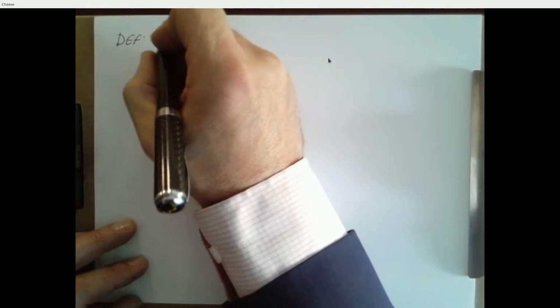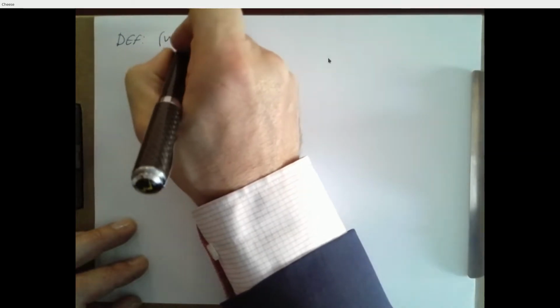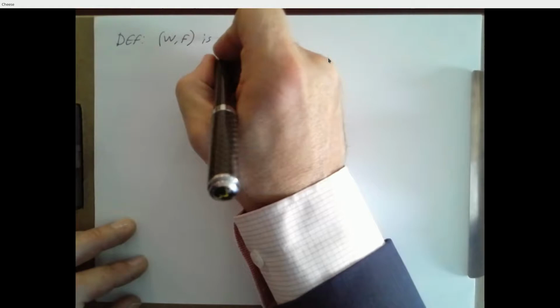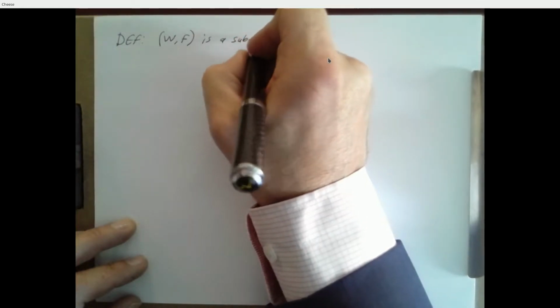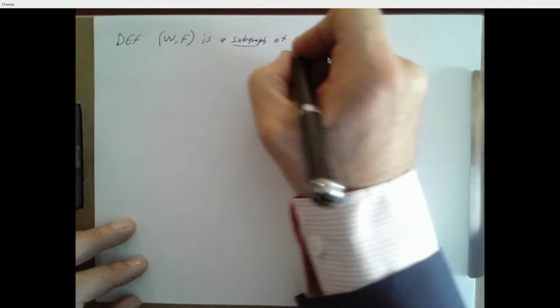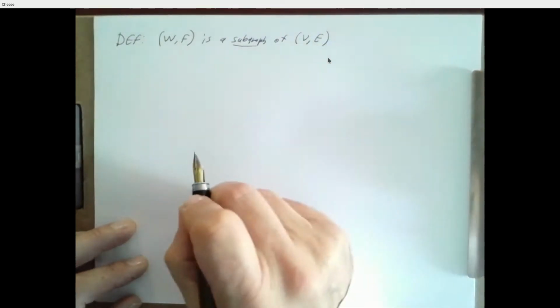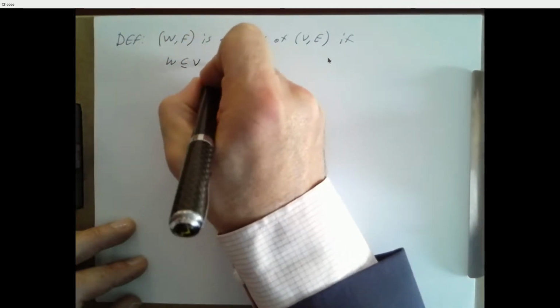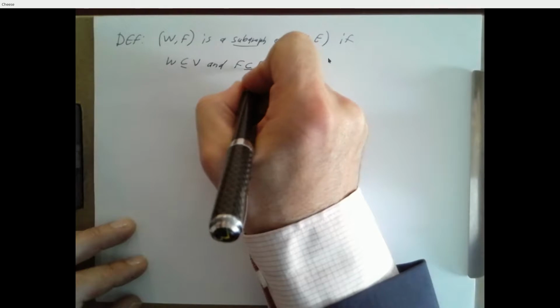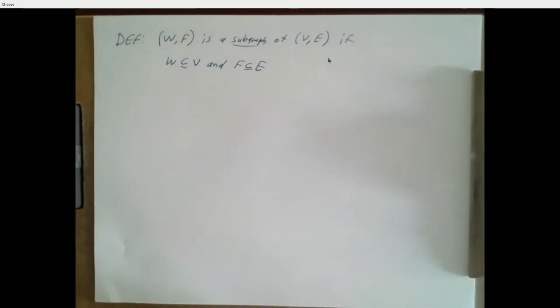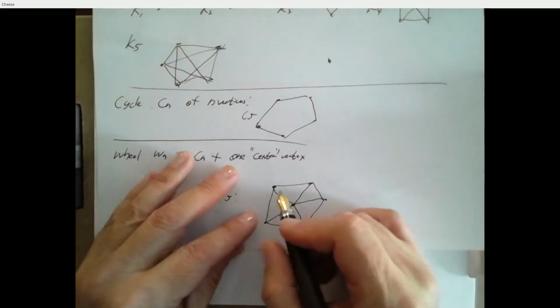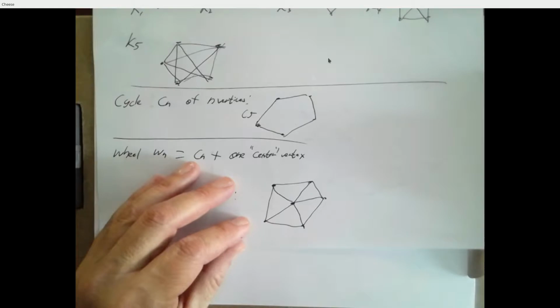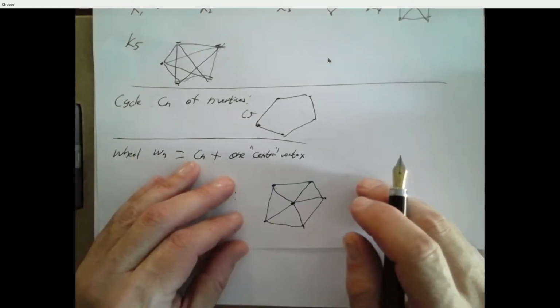So, definition: W comma F is a subgraph of V comma E if W is a subset of V and F is a subset of E. So here's a graph. If I just remove some set of edges and vertices, right, I get a subgraph.